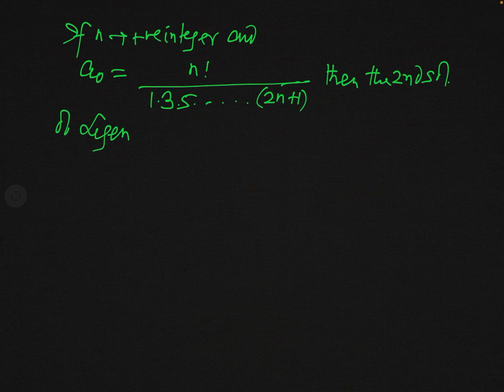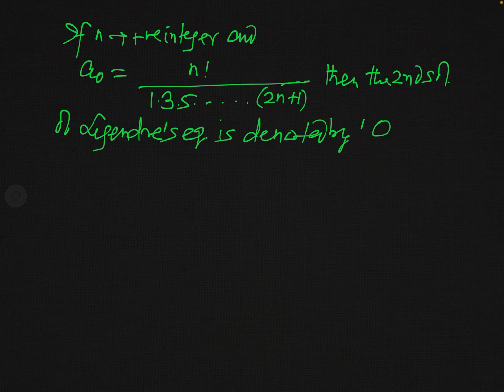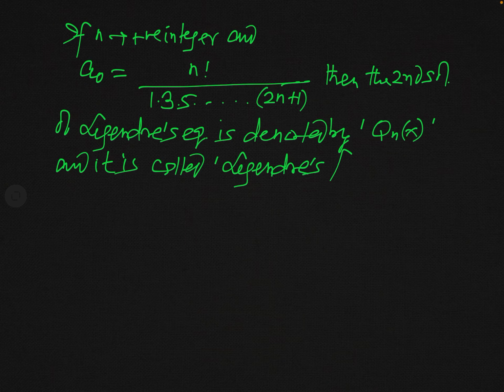second solution of Legendre's equation is denoted by Qn of x, and it is called Legendre's function of second kind.